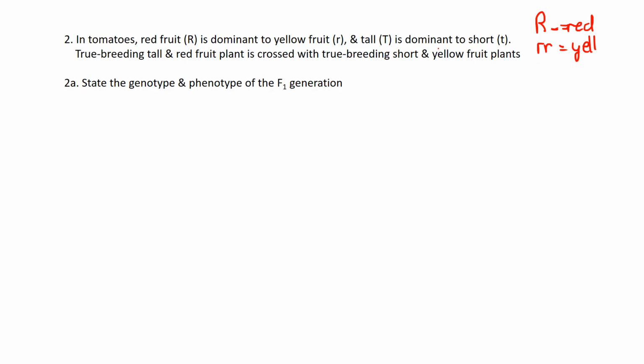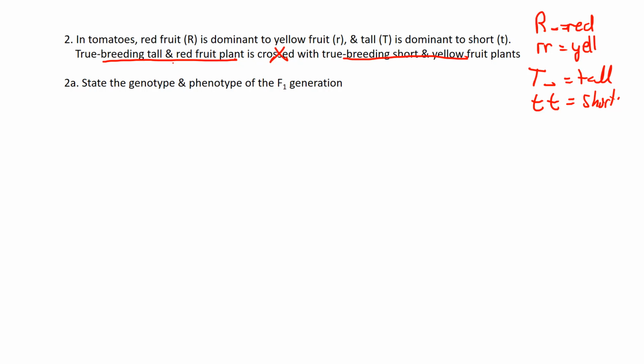And then it's also saying tall is dominant to short. Okay, step one, our legend. Now underline the parents and we'll proceed with our Punnett square. So it says true breeding tall and red plants. Okay, so true breeding tall and red plant is crossed, there's our cross, between a true breeding short and yellow.